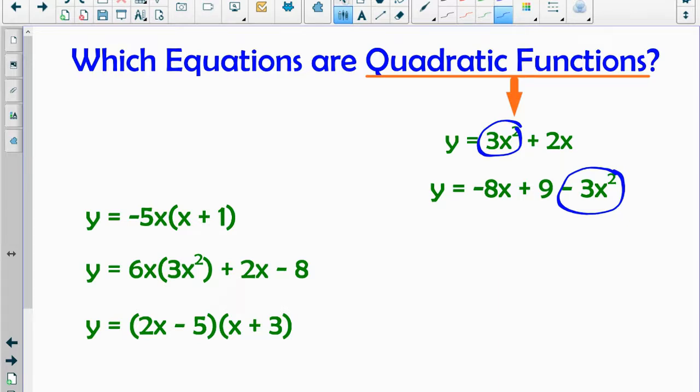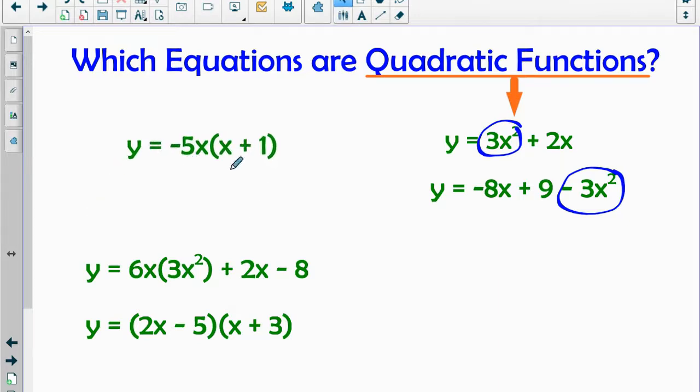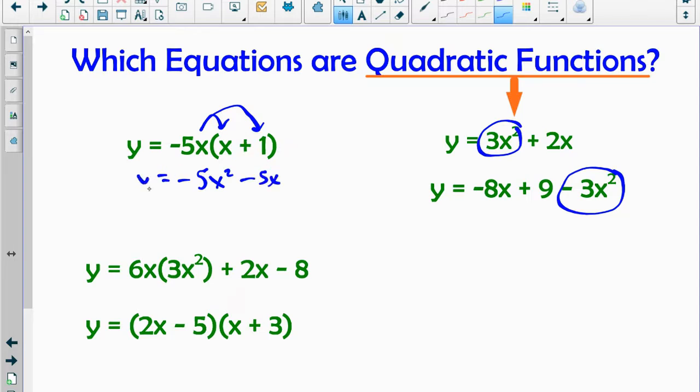Now in the next one, I don't see any x squareds. However, I do see parentheses, which tells me this isn't simplified. If I were to multiply this out, it would become negative 5x squared, since we'd multiply times another x there. And then negative 5x plus 1 is negative 5x. So in simplified form, it does contain x squared as its largest power of x. So that one actually is also quadratic.